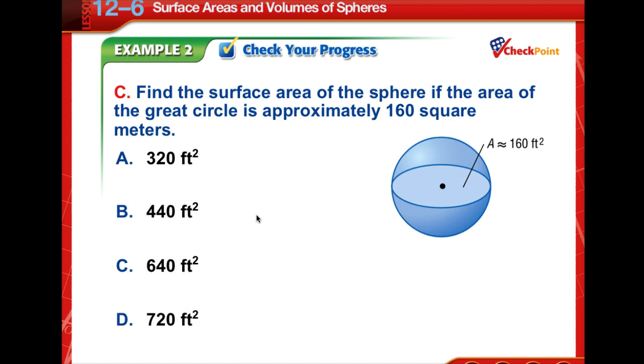And finally, we're going to have to find the surface area of this sphere if the area of this great circle is approximately 160 square meters. Pause the video and come back and check your work. So pi r squared is equal to 160. Divide both sides by pi and take the square root. The radius is 7.1. Substitute that into 4 pi r squared. And I get a rounding issue, I get 633.1. So this is the closest answer to it.